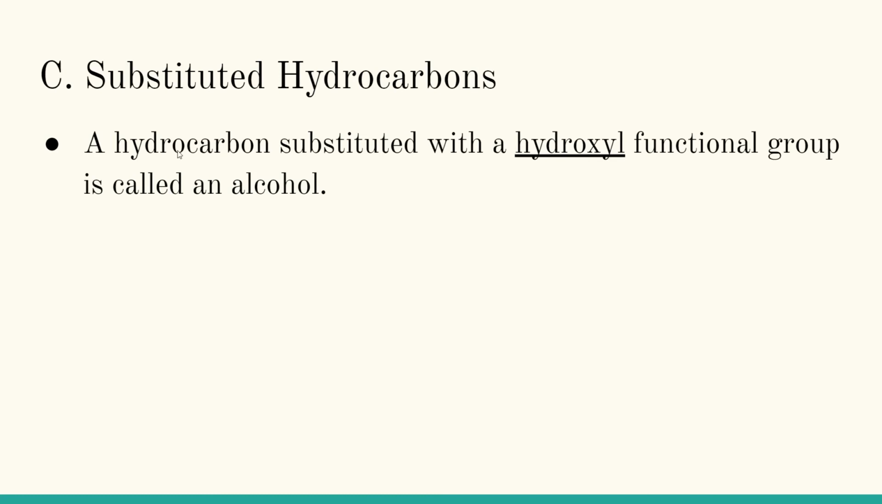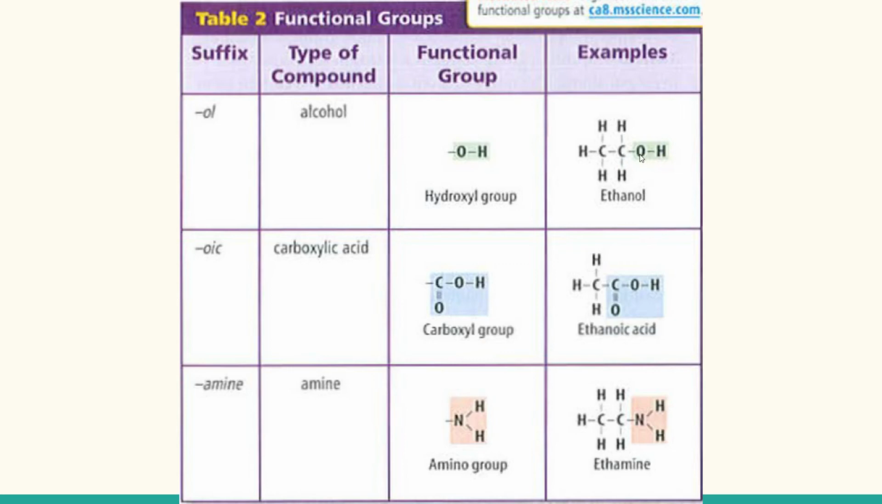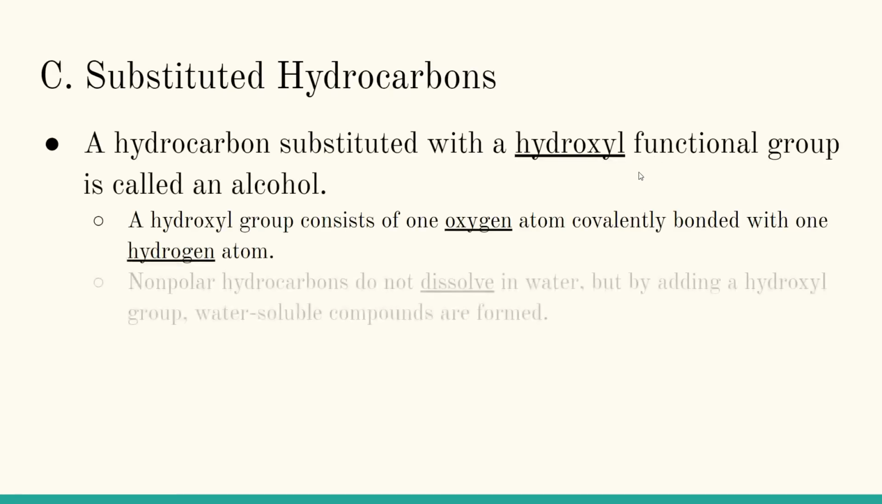So if you ever replace a hydrogen with a hydroxyl functional group, you get something called an alcohol. Yes, some of them are the kind of alcohol you're thinking of. A hydroxyl group consists of one oxygen atom covalently bonded with one hydrogen atom. So right here, one oxygen with one hydrogen.